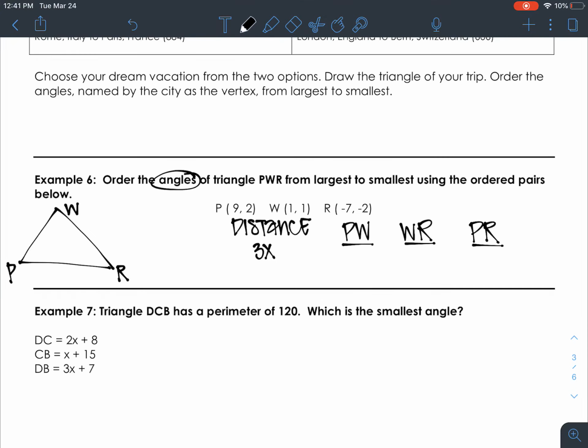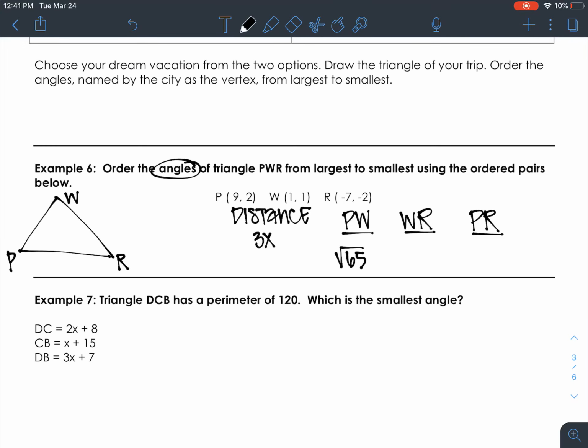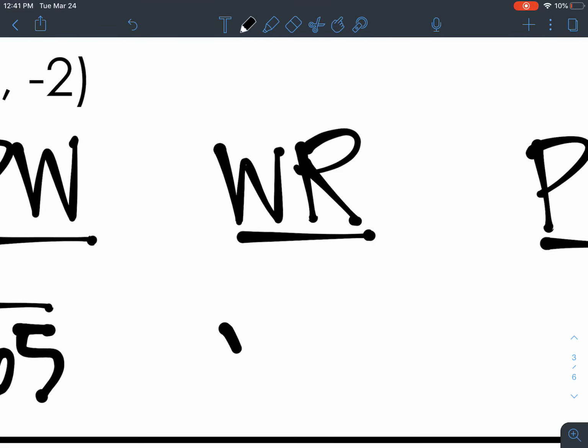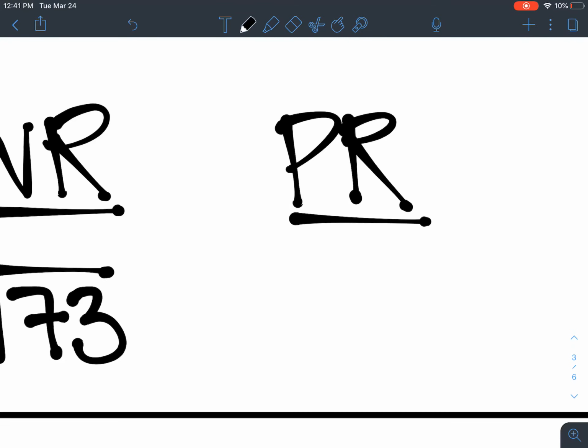Okay, so here's the good news. I'm not going to sit here and actually do the distance formula 3 times. If you feel a little shaky on it, you should sit here and practice it out and make sure you get the same thing as I do. But I'm going to give you what those distance formulas are. So for PW, if we found the distance of it, we'd get the square root of 65, and I'm going to leave them in radical form. For WR, it's the square root of 73. And then for PR, it's the square root of 272.